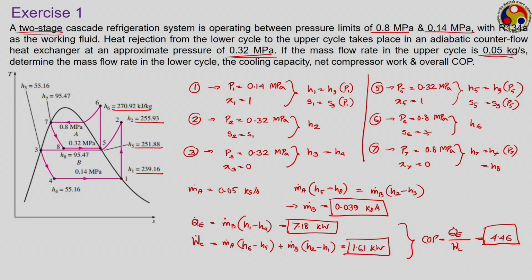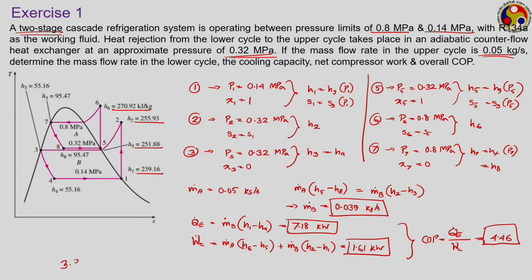If you remember in yesterday's class, we solved the same problem by assuming a single stage cycle, where we assumed one R134A based vapor compression cycle working between the pressure range of 0.8 megapascal and 0.14 megapascal, and accordingly did the calculation, and the COP was 3.97 there. So, we are definitely having an improvement in the COP because of this cascading.